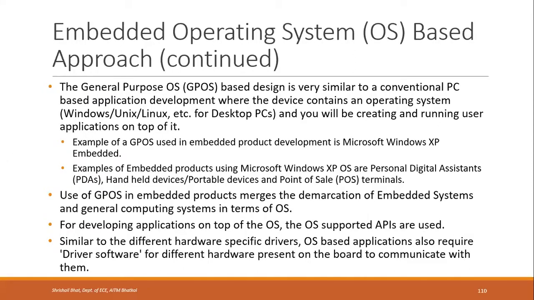The general purpose operating system or GPOS based design is very similar to a conventional PC based application development. General purpose operating systems are something like Windows or Unix or Linux, which are used for desktop PCs, right? Where the device contains an operating system, and you will be creating and running user applications or some software on top of it. An example of a GPOS used in embedded product development is Microsoft Windows XP Embedded.